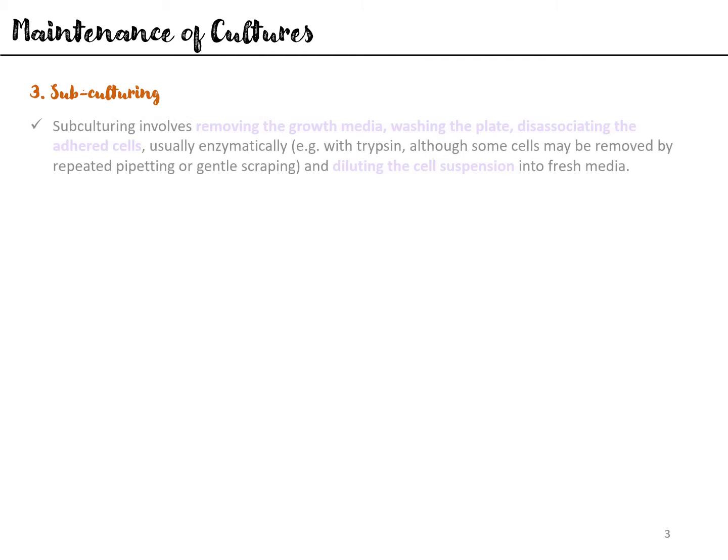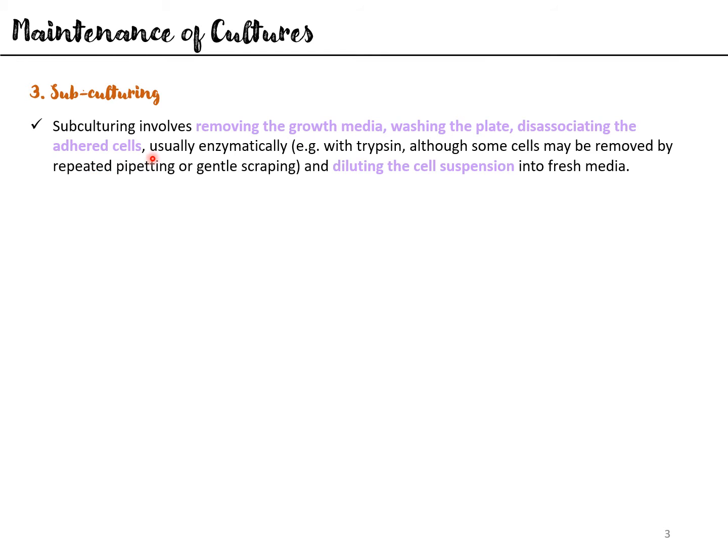The next thing that we're going to be talking about is subculturing. So passaging is subculturing. Feeding is simply replacing the existing media with fresh media or simply adding some fresh media onto the existing media to replenish the nutrients. Subculturing involves removing the growth media. So if you have your cells in adherent cell culture, then you remove the growth media. You wash the plate to remove any residual trace media. You dissociate the adhered cells.